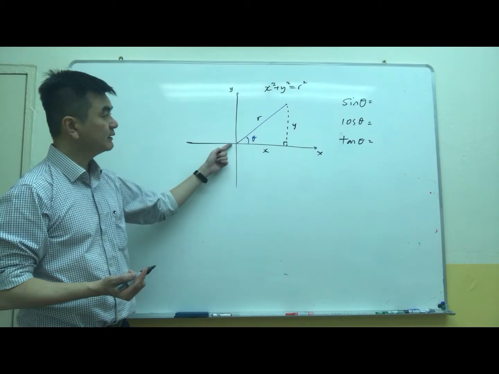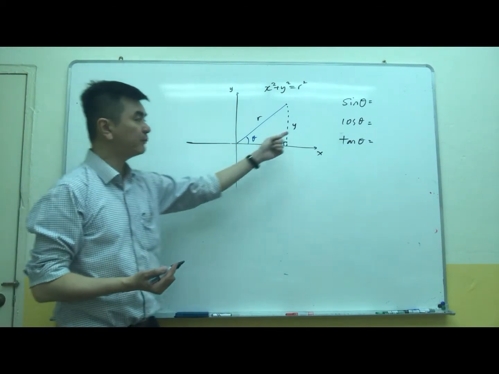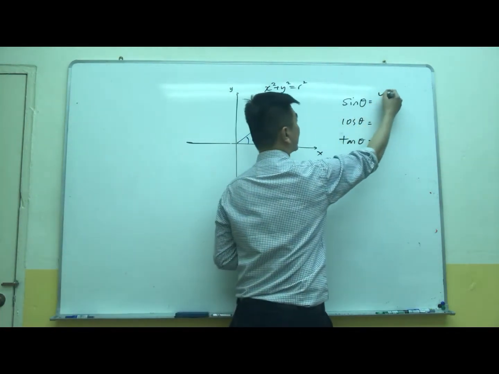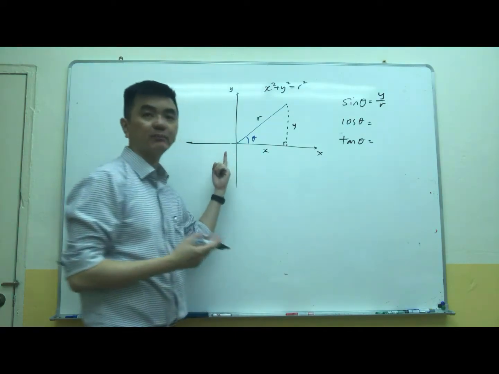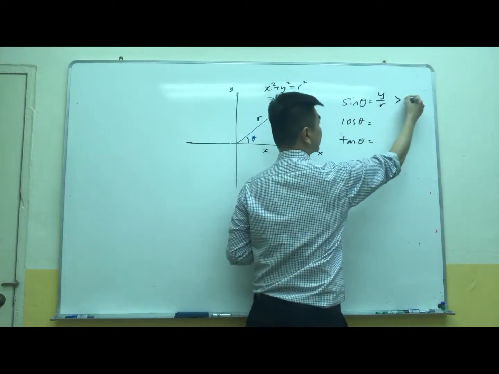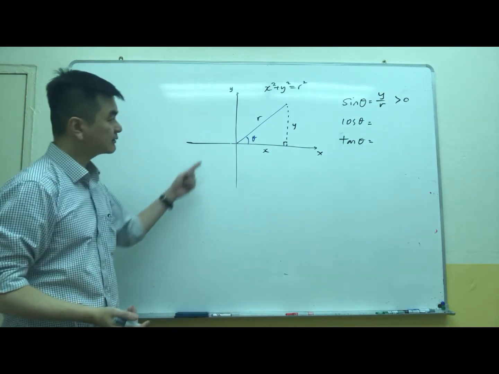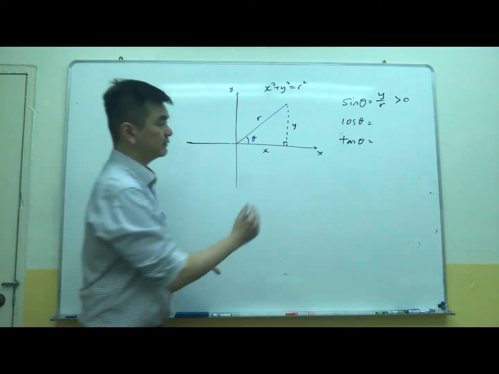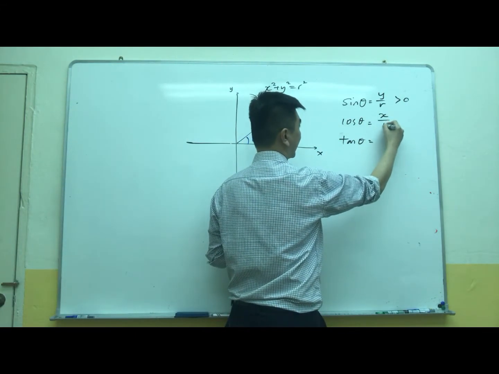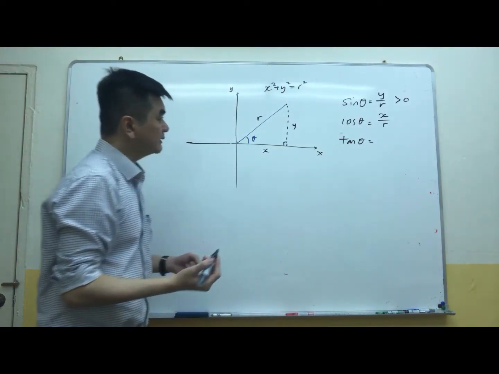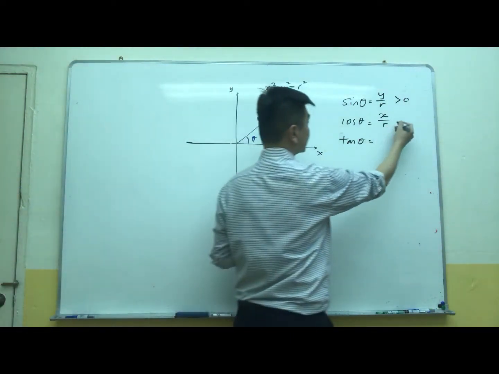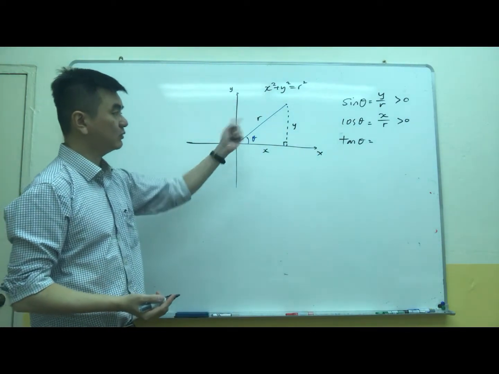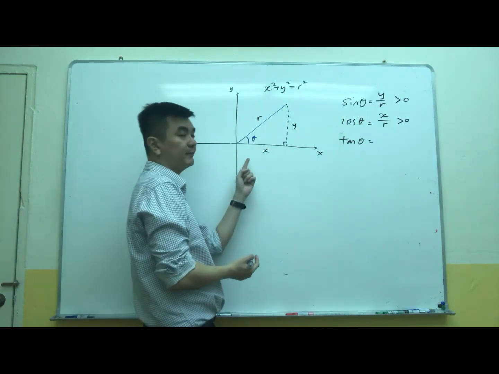Sine theta is the ratio of the opposite side over the hypotenuse, which is y over r. Since y and r are both positive, sine theta is more than 0, positive as well. Cosine theta is adjacent over hypotenuse, so we have x over r, and since both terms are positive, cosine theta is positive.